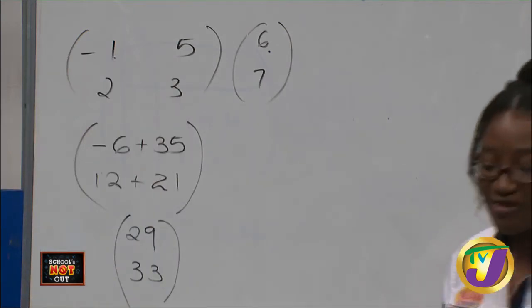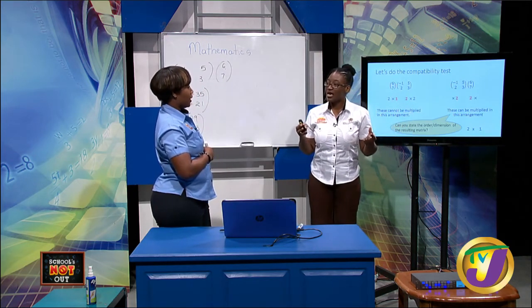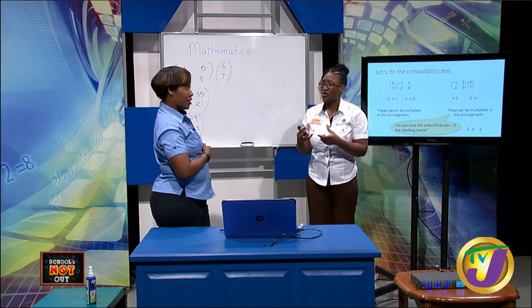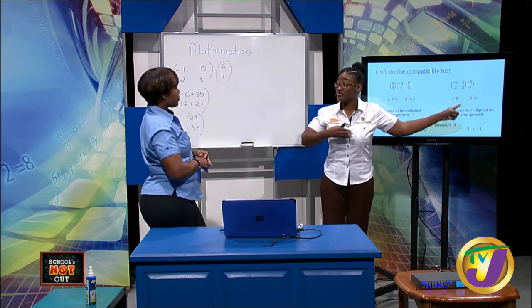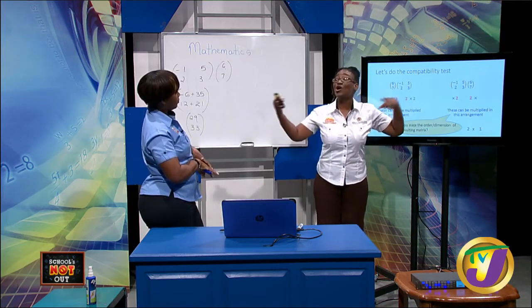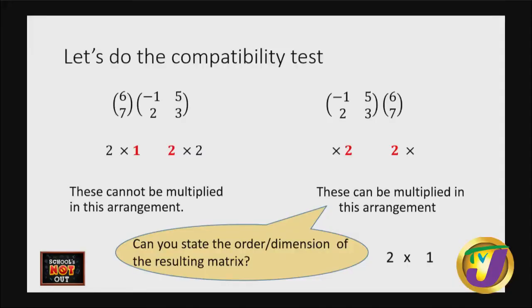So we found several patterns coming out today, working the few matrices that we have been working. We notice here that we can actually use the order of the matrices that we're multiplying, and it gives us so much information. One, it tells us if they are compatible to be multiplied in that arrangement. And it also gives us a clue as to what the order of the resulting matrix should look like. So this result would be a 2 by 1. Interesting. So let's move on.